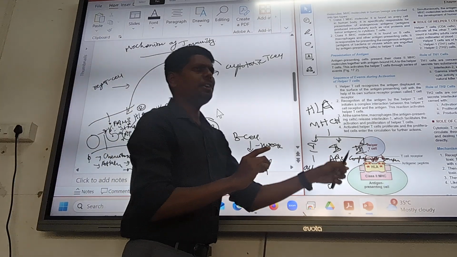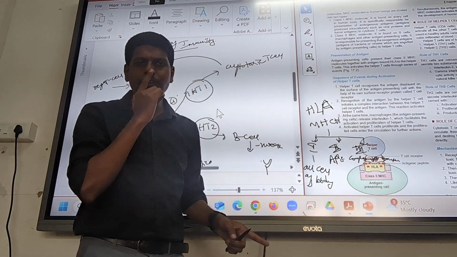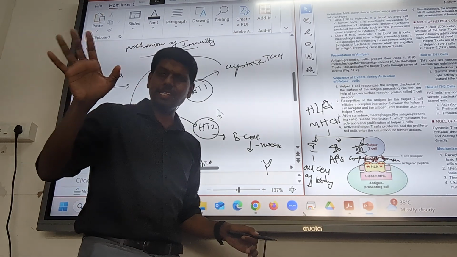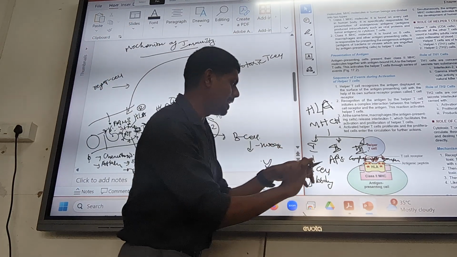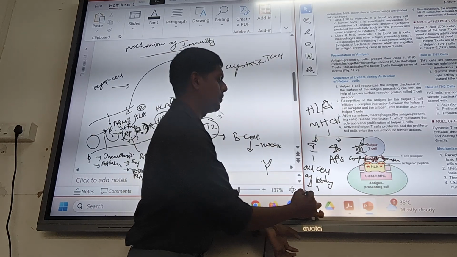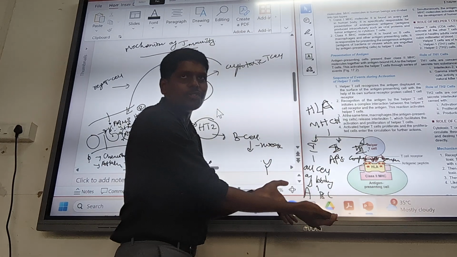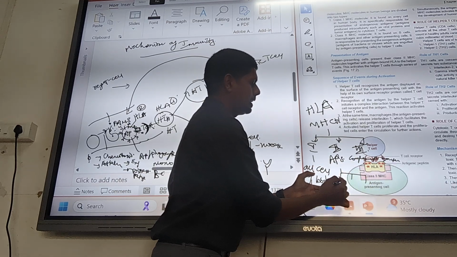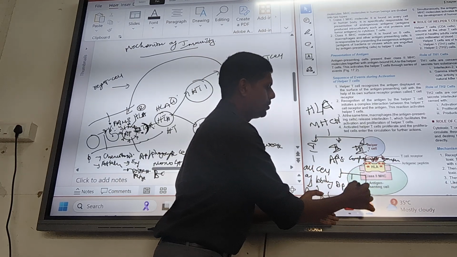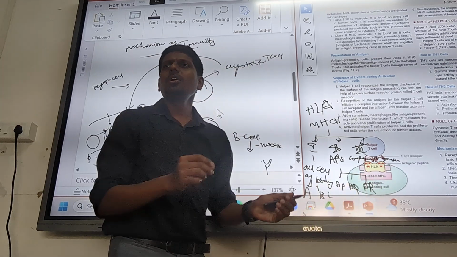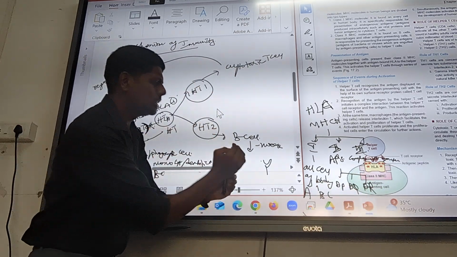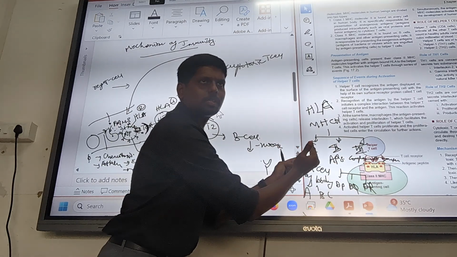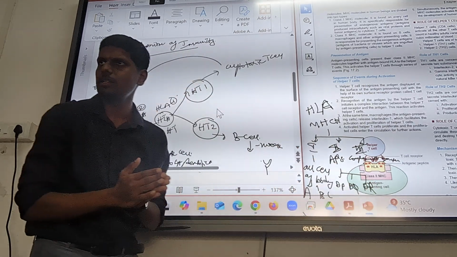Now this HLA 1, 2, 3, I forgot the exact one, DP, DQ, DR, ABC. I am not sure exactly which one is which. To my knowledge, HLA1 has a subclassification of A, B, C, whereas HLA2 has the subclassification DP, DQ, DR. These are some sequences, an arrangement of these HLA molecules, with some sub-protein molecules.